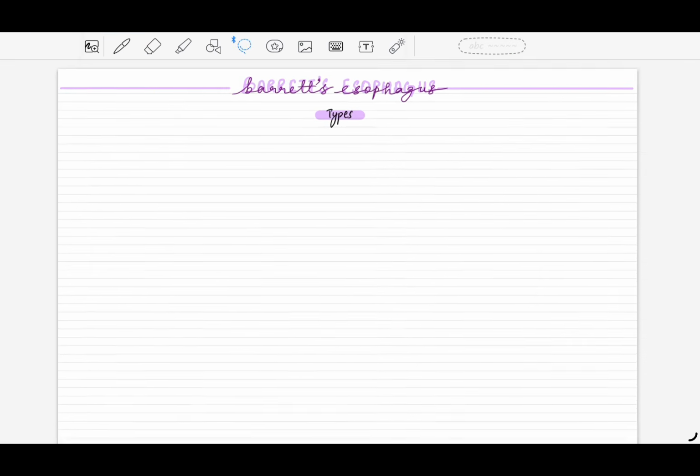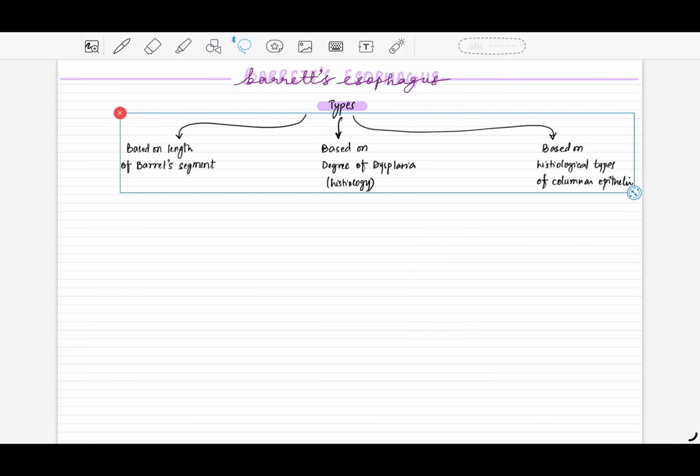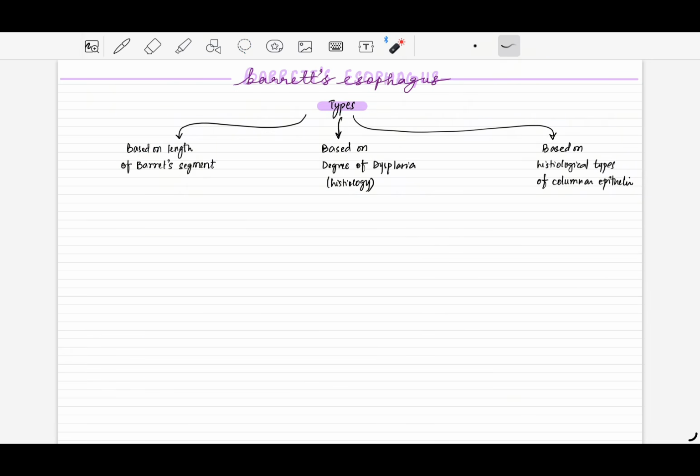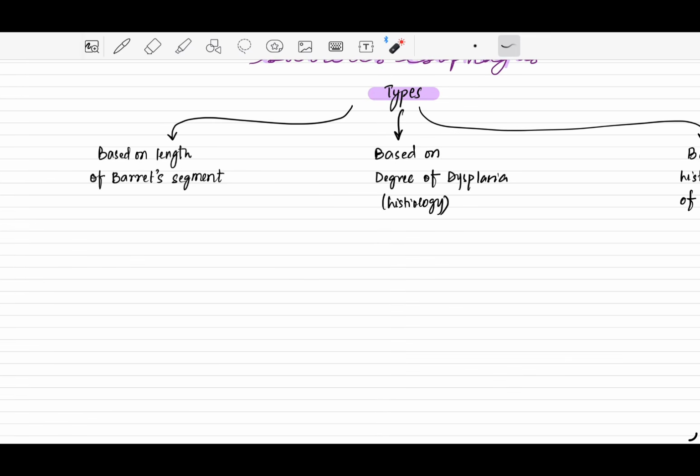Moving on, now let's discuss the types of Barrett's esophagus. We can divide it into three classifications, which is based on the length of the Barrett segment, based on the degree of dysplasia, and based on the histological subtype of columnar epithelium. We will be discussing each of them in detail. Let's first talk about the length of the Barrett segment.